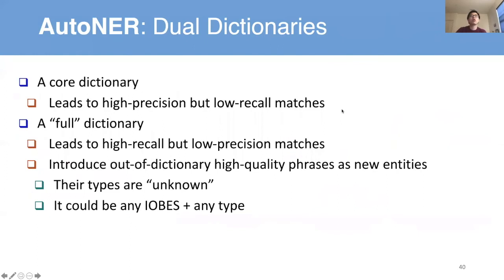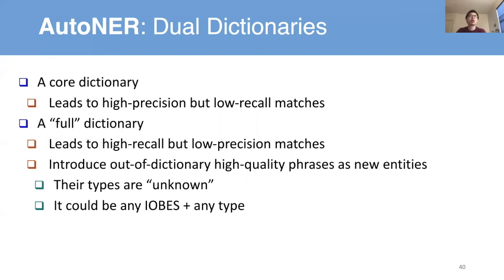So in our AutoNER setting, we propose to resolve this distantly supervised NER problem by using 2 dictionaries. The first dictionary is a core dictionary, which leads to high precision but low recall matches. So we're still using the string match to generate the distant supervision, but we will later use such supervision to train the NER models. The high precision here means we expect that the precision could be as high as 90%, while the low recall still covers around 50% of these entities.